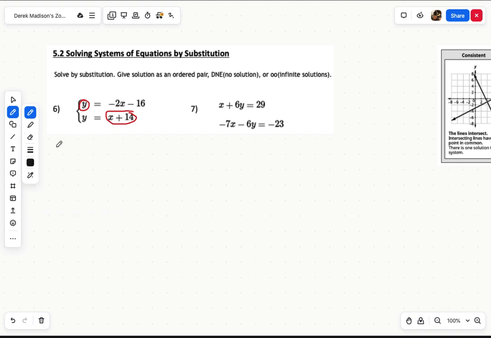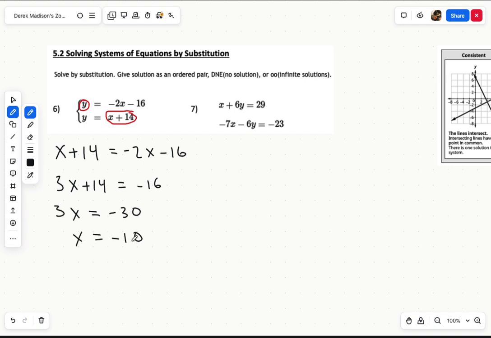Making the substitution, I'm going to have x plus 14 equals negative 2x minus 6. And let's add the two x's over to this side, so I'm getting x's to one side and numbers to the other. So this would be 3x plus 14 equals negative 6. Let's subtract the 14 on both sides. That'd be a negative 30. And then dividing both sides by 3, we have x equals negative 10.